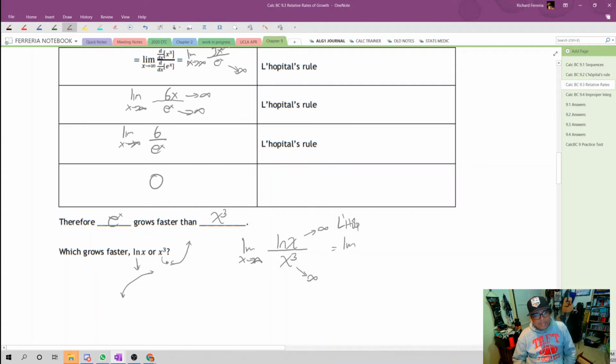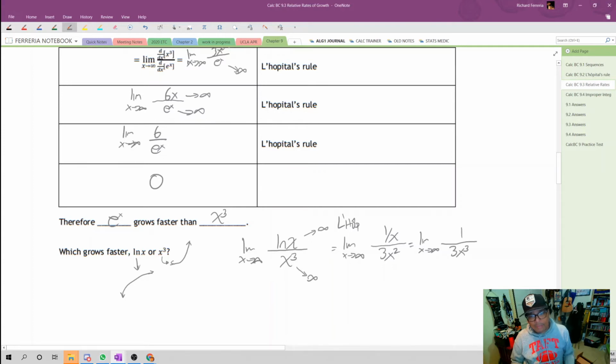And this is going to be equivalent to the limit as x approaches infinity of 1 over x over 3x squared. Now, you might be looking at this and saying, well, that's 0 over infinity. I better use L'Hopital's rule again. But wait. You can simplify this. This is equivalent to the limit as x approaches infinity of 1 over 3x cubed.